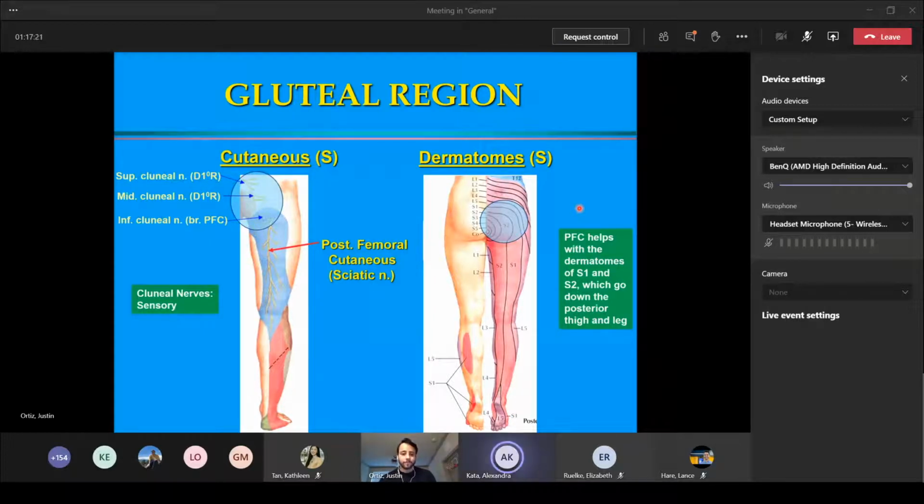Okay. For this, the example he would give would be the superior cluneal, the mid cluneal, or the inferior cluneal. That's what he'd test on. He could test on this as well. That's what a peripheral nerve would be. These would be small peripheral nerves.